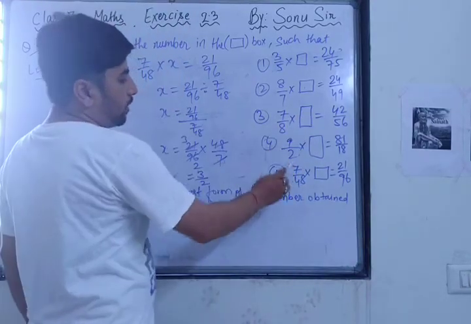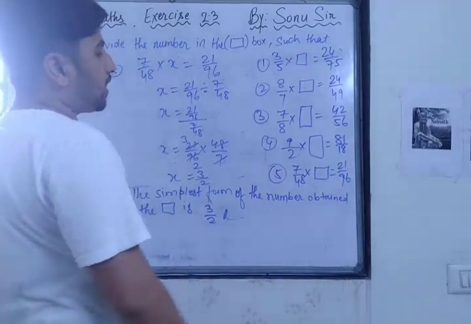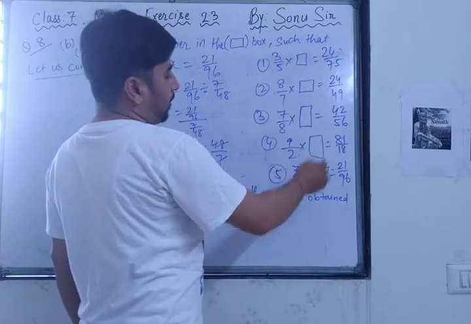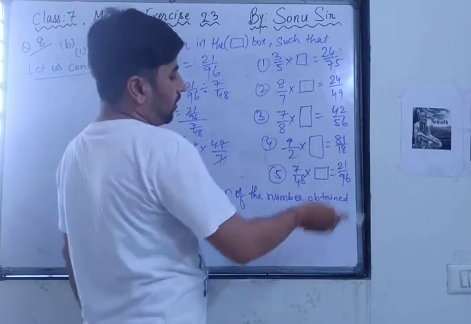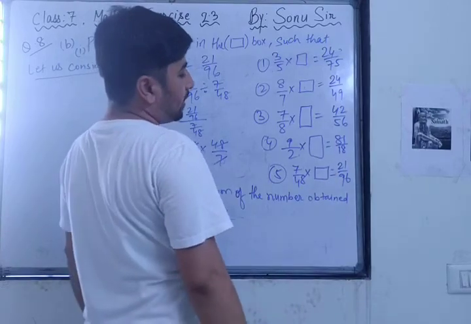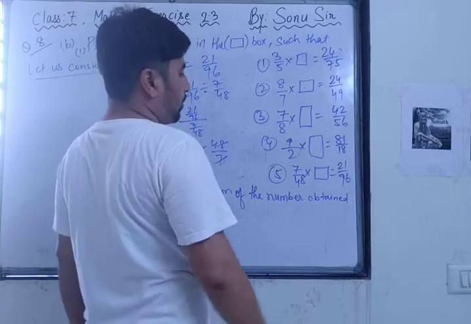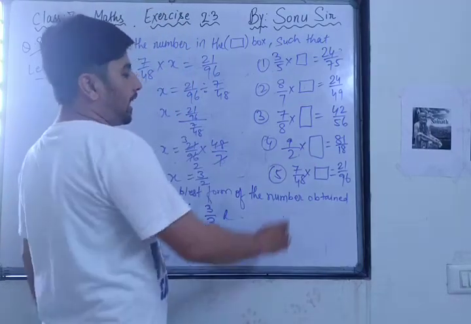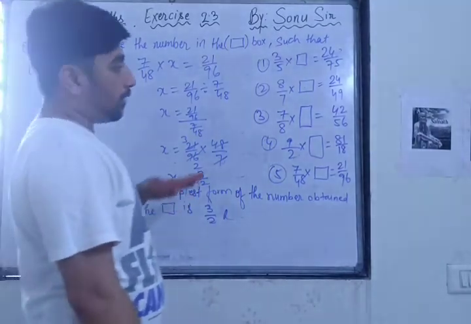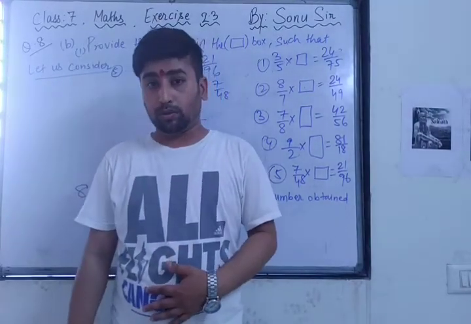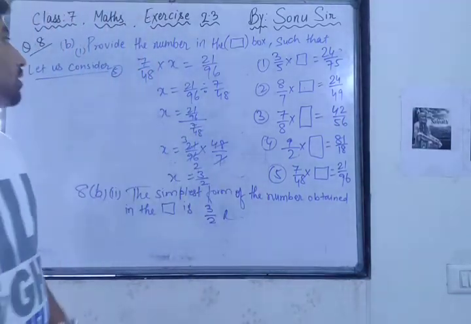Here 9 by 2 multiplied by x is equal to 81 by 18. So x is equal to 81 by 18 divided by 9 by 2. So x is equal to 81 by 18 into 2 by 9. 9 9s are 81, 2 9s are 18. So what will be the answer? 9 by 2. As I have solved all the questions orally, you have to solve these questions in your notebook. Got it? As this is your homework, you have to solve these questions.